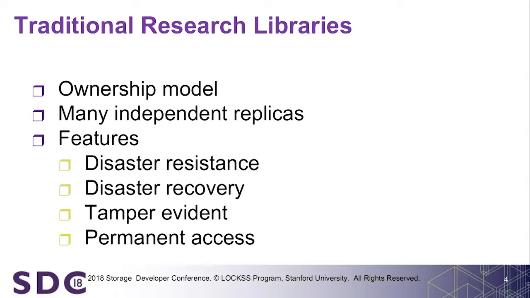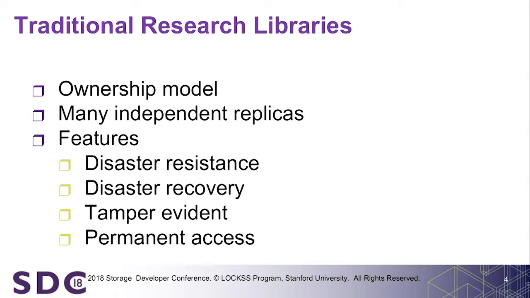And as this developed in the late 90s and early 2000s and continuing into today, there was immediately a big shift of power in the world of libraries and scholarly publishing. In a traditional research library, the library operates on an ownership model. So there are many independent replicas, many independent copies of books or journals. This is real objects. And this has a lot of features.